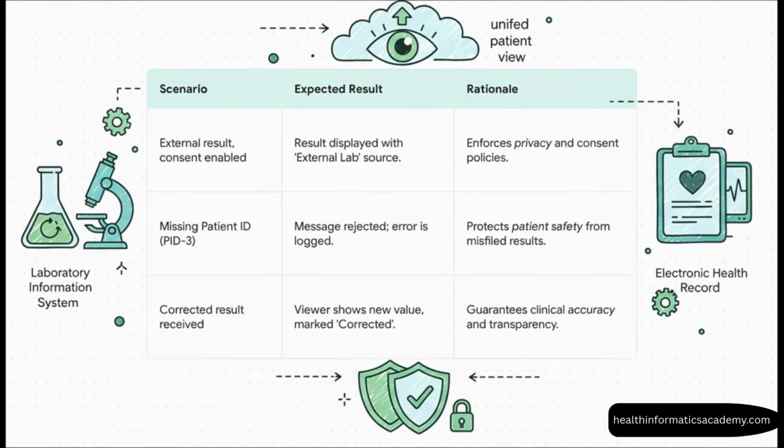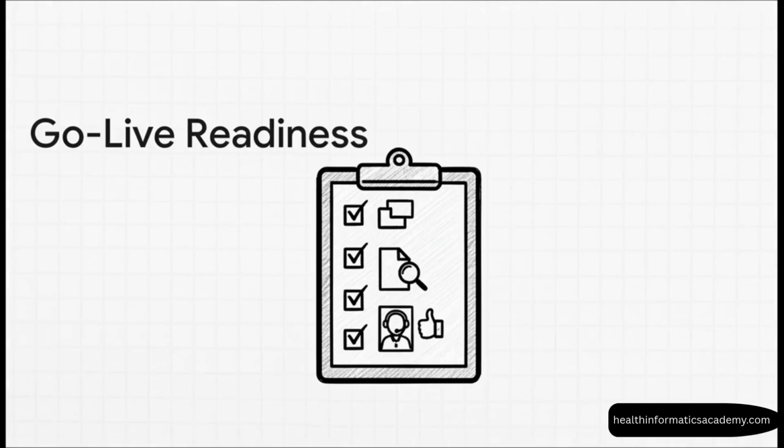Our test cases have to target the biggest risks. For example, what happens if a message comes in without a patient ID? The system must reject it, period. That's a fundamental check for patient safety. We have to prove that consent rules are enforced to protect patient privacy, and we absolutely must confirm that a corrected result, marked with a C in OBX-11, replaces the old value and is flagged clearly. That guarantees clinical accuracy.